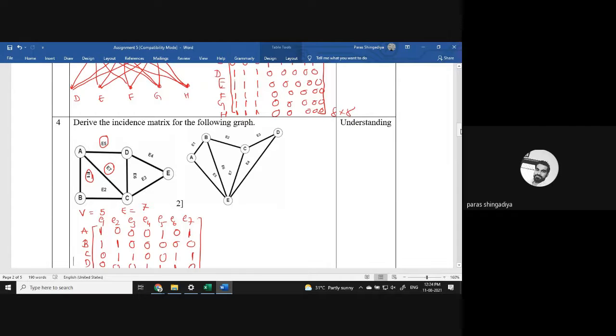Okay, we've done it. The second graph has five vertices with seven edges. And after that, you can also verify this matrix.